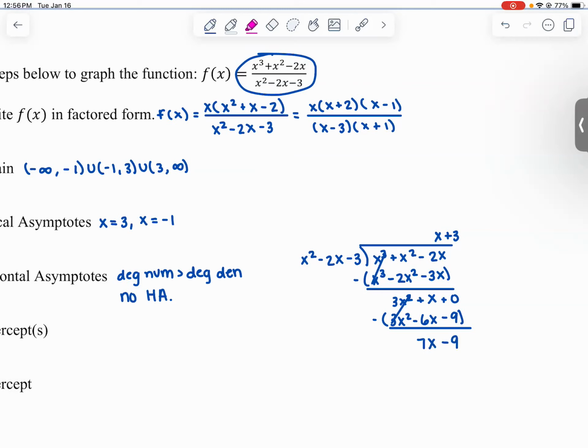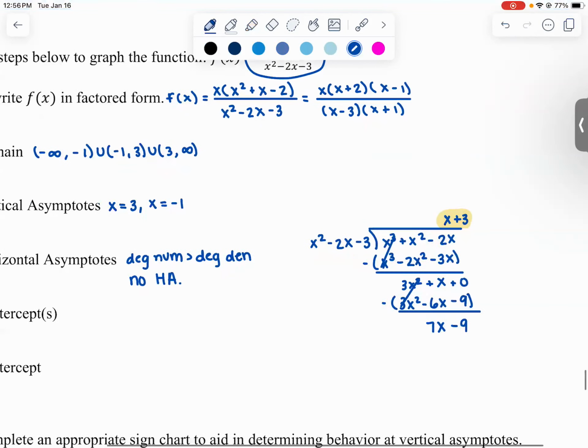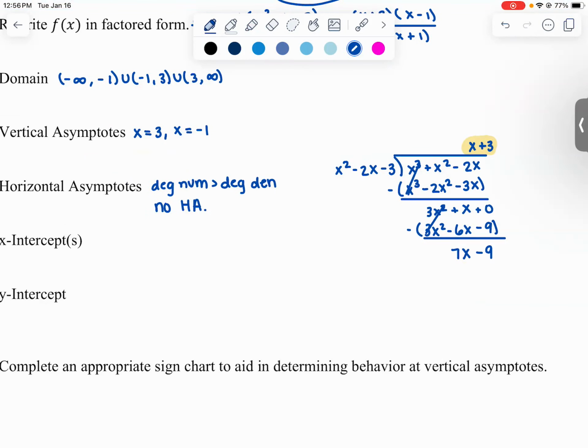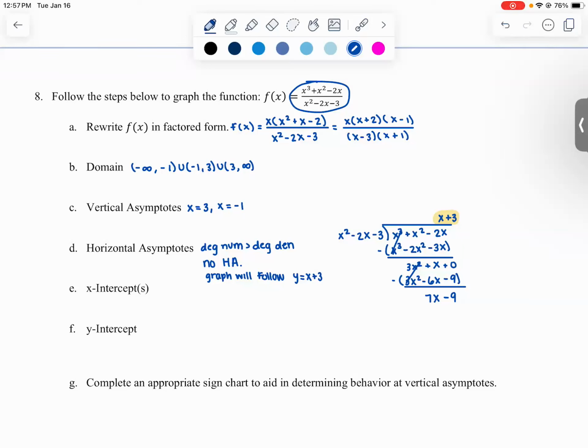But the thing that's actually more interesting to us is the x plus 3 that we have up top. This is going to be what my end behavior asymptote would be. So for example, I don't have a horizontal asymptote. However, my graph will follow the end behavior of y equals x plus 3. We'll see what that looks like on the graph itself. It's actually kind of neat when you do see it all together. Everything else will follow just like it normally does.